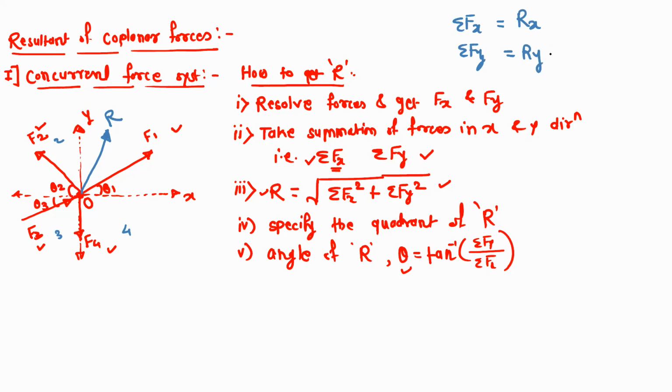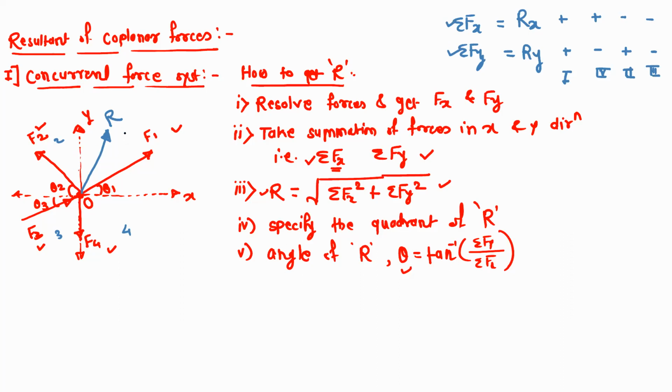So if Rx and Ry both are positive, its quadrant will be the first quadrant. If Rx is positive and Ry is negative, its quadrant will be the fourth quadrant. Then if Rx is negative and Ry is positive, it is the second quadrant. And if both are negative, this will be the third quadrant of the resultant. Okay. So depending on the sign of summation Fx and the sign of summation Fy, the quadrant of the resultant will change. It can be the first, second, third, or fourth quadrant.